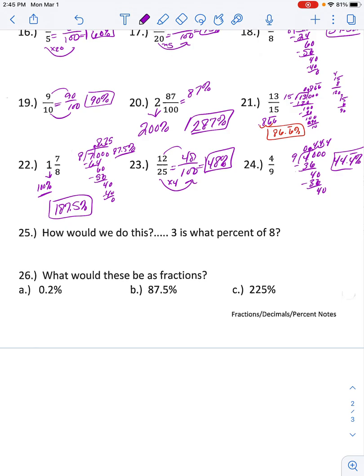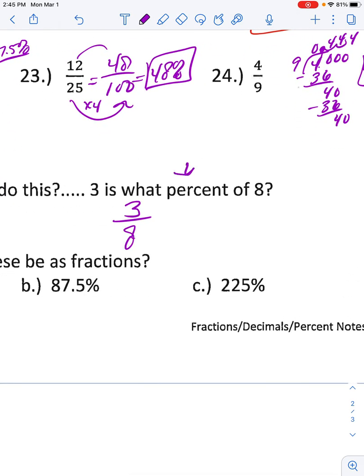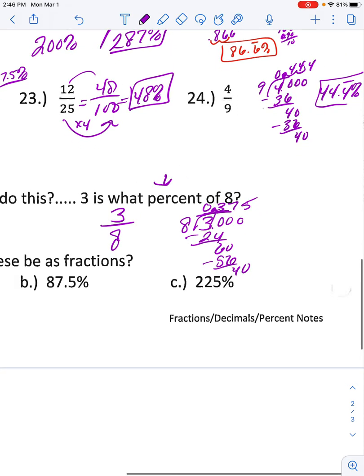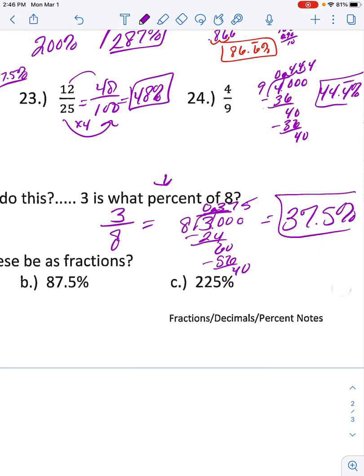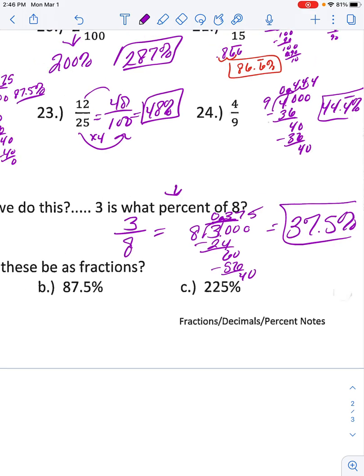How would we do this? 3 is what percent of 8? Again, this is just 3/8. And they want to know percent. We can't get from 8 to 100, so we have to divide. So the decimal is 0.375. Move the decimal twice to the right, 37.5%. Okay.